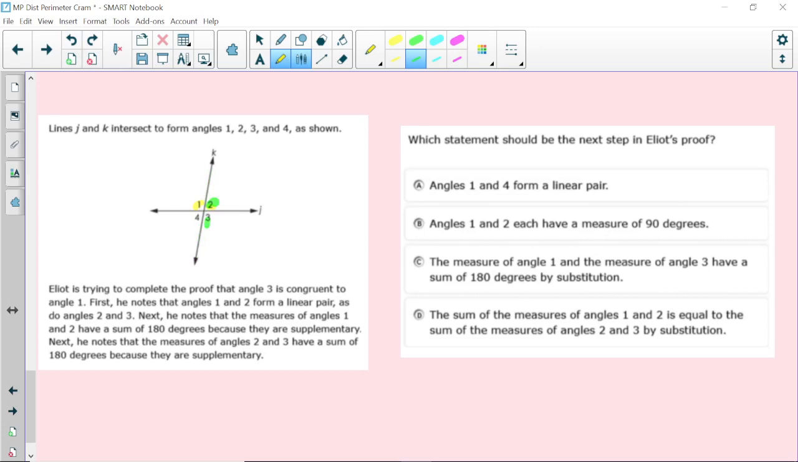He then notes that the measures of angle 1 and angle 2 have a sum of 180 degrees. We know that that is what a linear pair is. A linear pair adds up to 180. So that means angle 1 plus angle 2 equals 180 degrees, because they are supplementary. Next, he notes that the measures of angle 2 and angle 3 are also going to be 180 degrees, because they're also supplementary. They're their own linear pair.